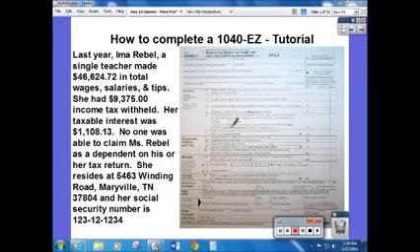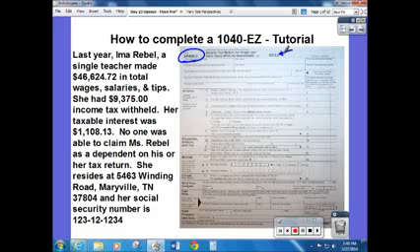Okay, this is a tutorial on how to complete a 1040EZ. So first off, let's read our information that we're going to need in order to prepare this 1040EZ. Last year, Ms. Rebel, a single teacher, made $46,624.72 in total wages, salaries, and tips.